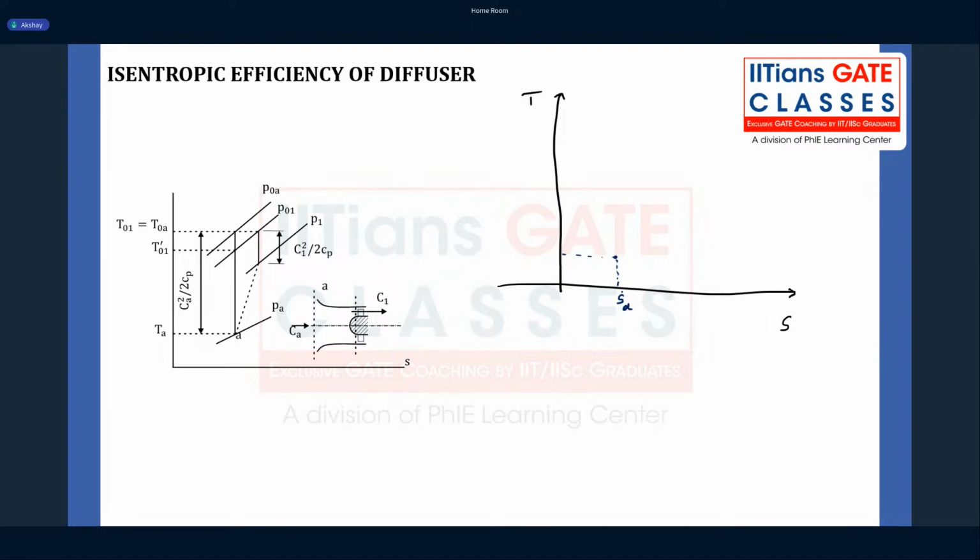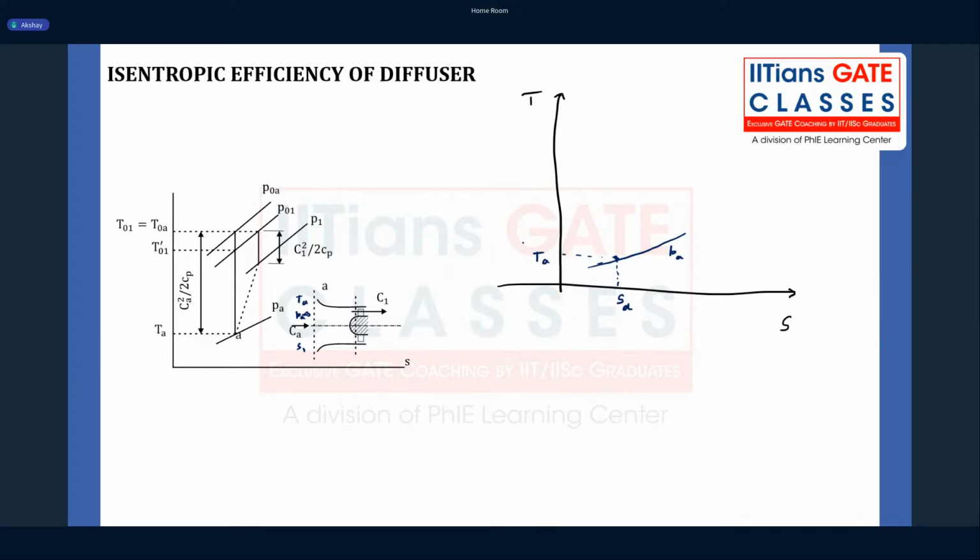Let me call it SA, TA. How do the pressure lines look in a TS diagram? Like this, right? They are diverging curves, the constant pressure lines. So this is my pressure PA at the entry. All these conditions, PA, TA, S1, are at the entry.